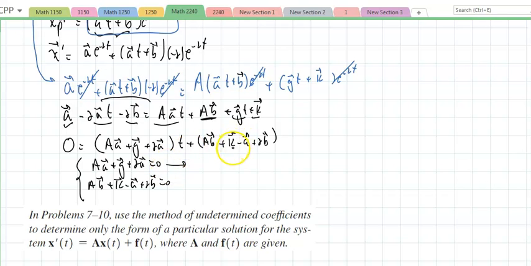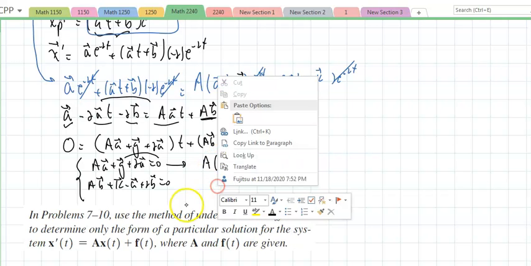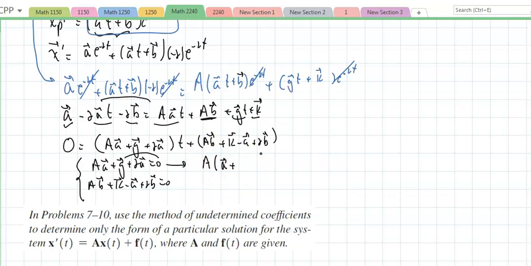If I move G to the other side, that would be A into A plus, no, that's not right. What's common? A is common in both. So if I factor an A out, that would be A plus 2I, if I'm not mistaken, equaling negative G. Well, hey, that's good news. I know how to do that. Why is that? I know A and I know G. I could find A.